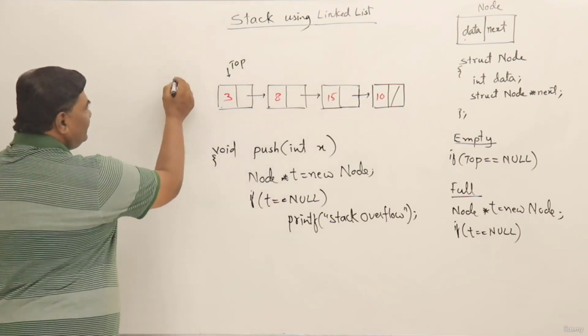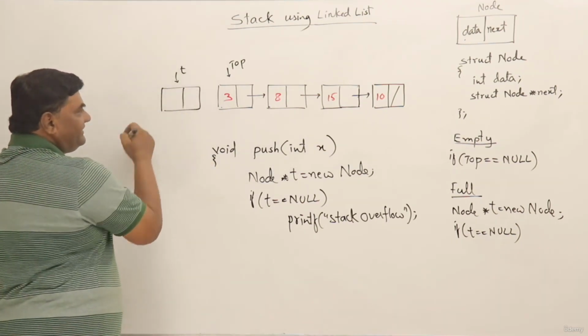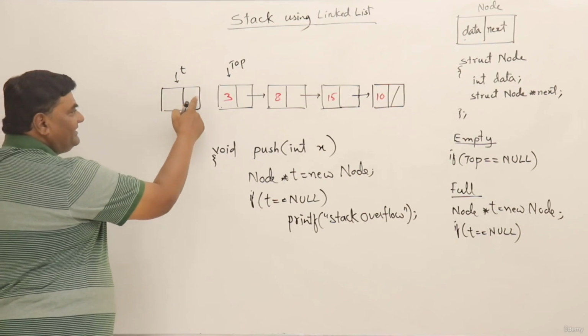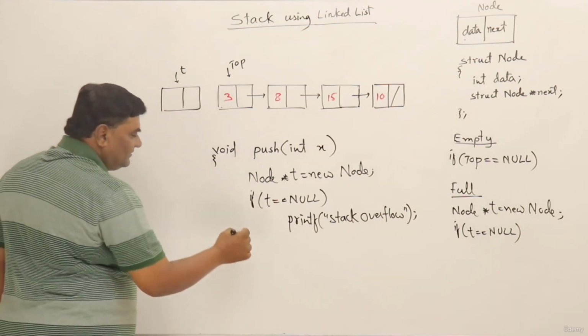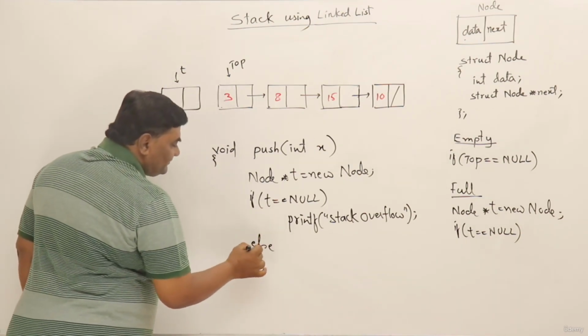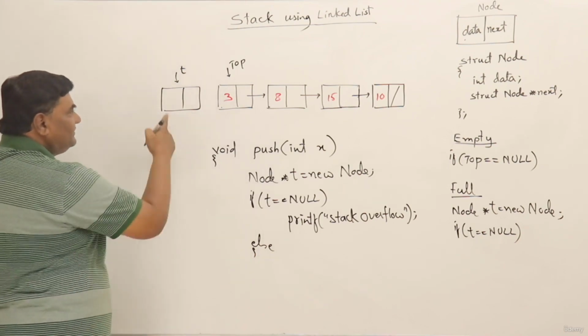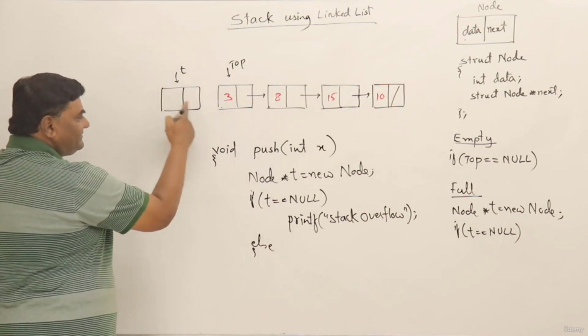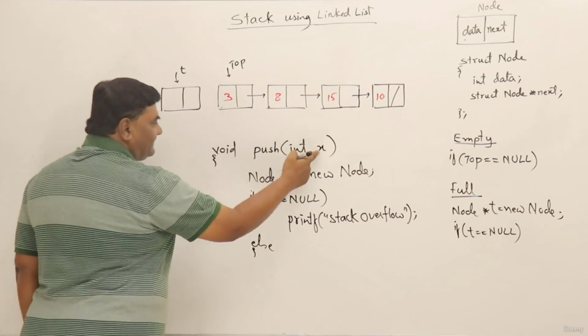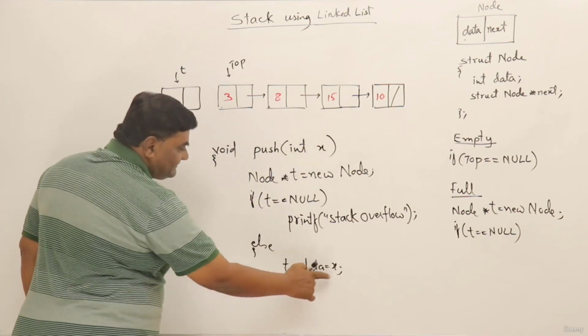Else, suppose the node is created. I will also draw it. Here the node is created. Then fill up this node, make this point on this one and move top. So inside else, I will write: copy the data here, x value here. T's data is x.